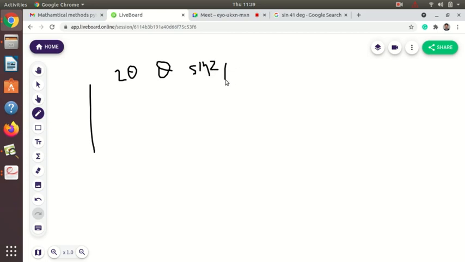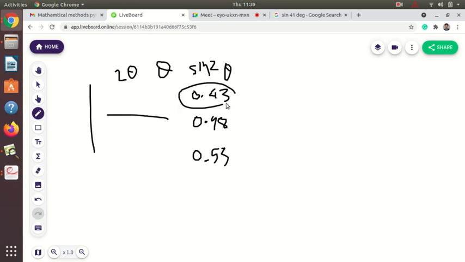I will directly write sin square theta here. You will get some value here, let's say 0.43 something. Then for the second reading you get, let's say, 0.48. For the next value, let's suppose we get 0.53. Obviously, as the angle increases, sin square theta will increase. Suppose this is A, the minimum value you get in sin square theta is equal to capital A, and then take the ratio of these sin square theta values divided by A. So the first value will always be 1.